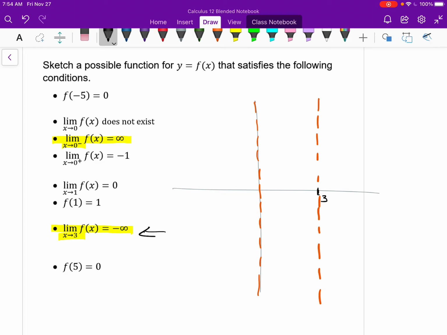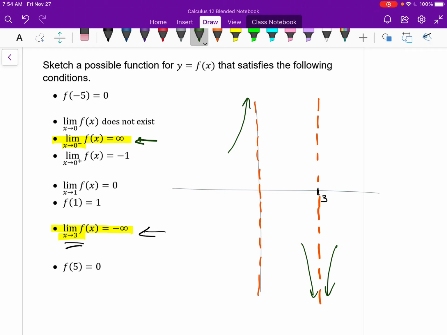The asymptote at 3 is -infinity, and it's a two-sided asymptote. So I know from both sides, the left and the right, it must be approaching -infinity. So I know it's going down this way, it's going down this way. All right. Whereas this limit right here, it's only approaching infinity from the left. So I know it must be going up like this.